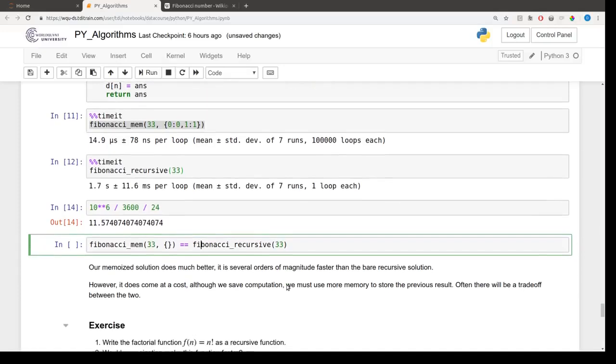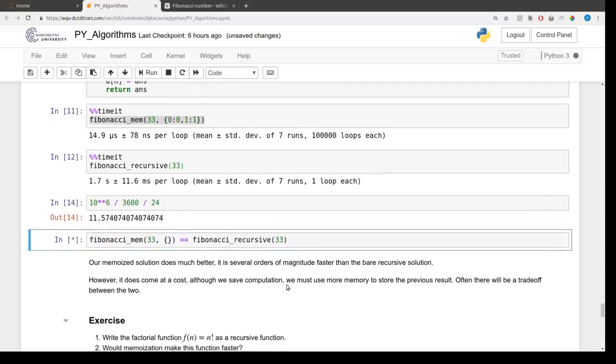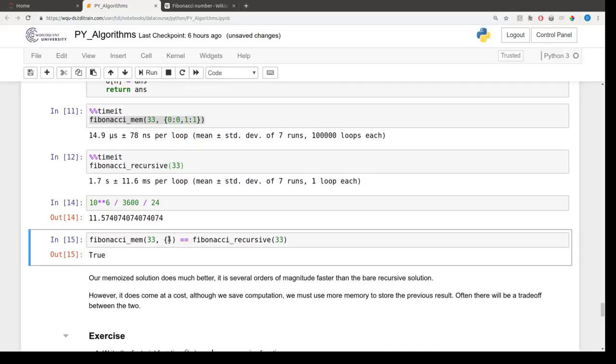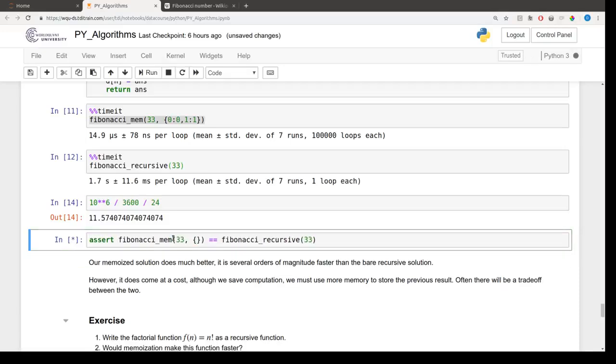And just to prove it, the two functions give the same result as well. And we could put an assert here to assert that this is true. And nothing happens, so we know that this is true.